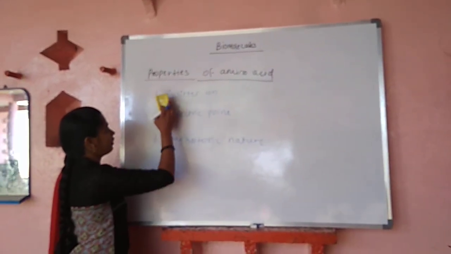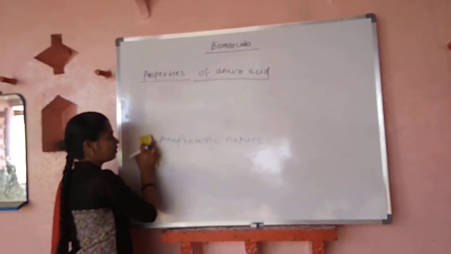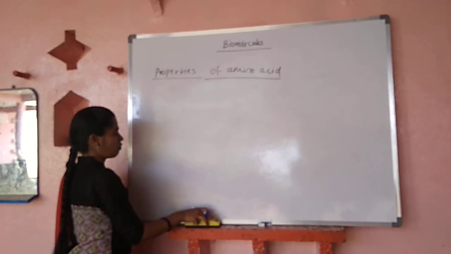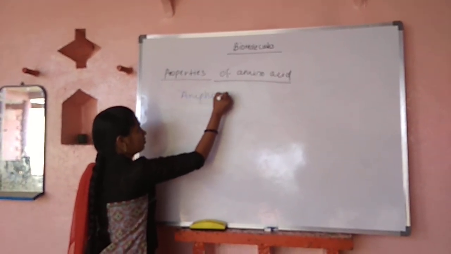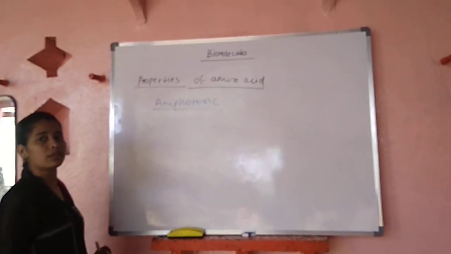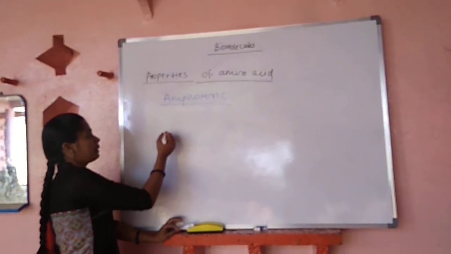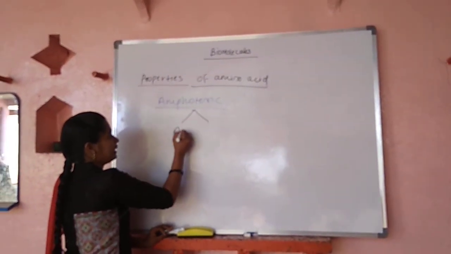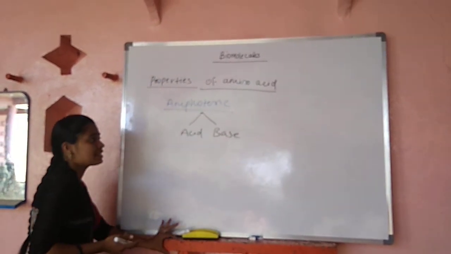In the first year we had studied what amphoteric nature means. Do you remember what is meant by amphoteric nature? Amphoteric nature means that compounds behave as acid as well as base. So how will it behave as acid and base?